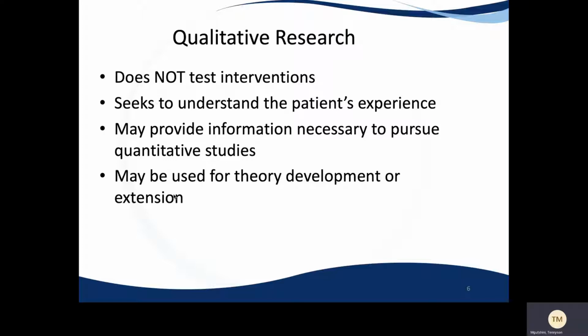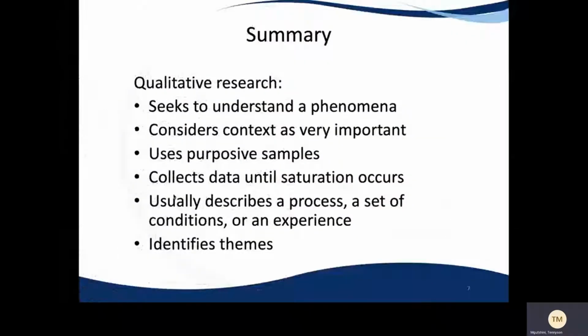And of course, qualitative theory, by virtue of its flexibility, may be used as a means by which you can generate new theory, or you can utilize it to extend existing theory. So in summary, we've said it seeks to understand the phenomena. It considers the context as being very important. I have not mentioned this, but I will speak to it. The sampling approaches that are used within qualitative research are non-probability sampling approaches, and the best of which is purposive sampling.